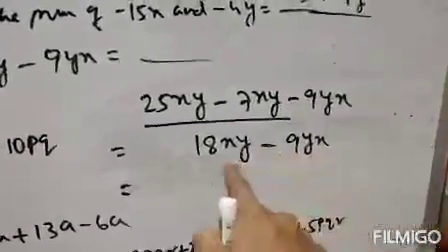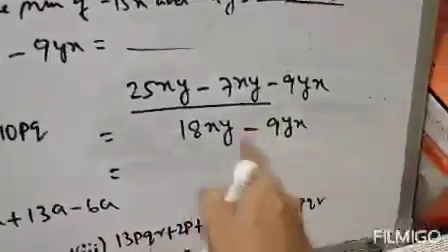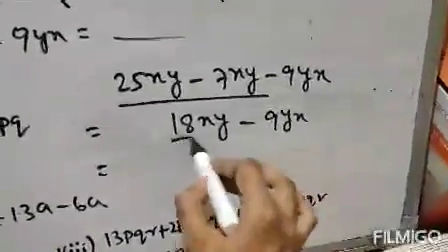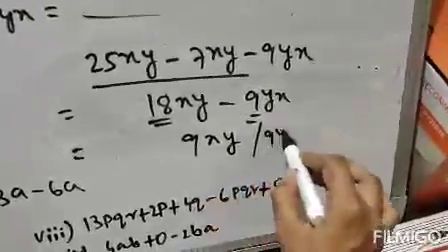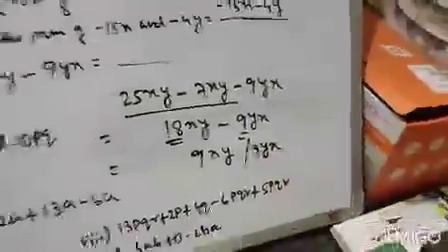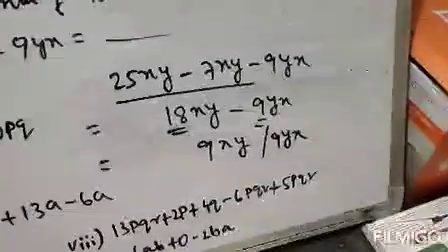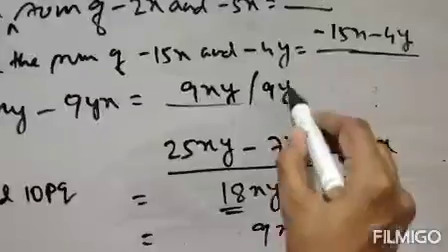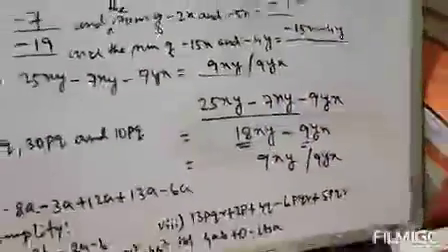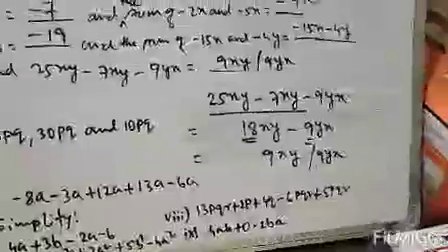See, xy and yx both are same, so we can easily operate 18 minus 9, it is 9 and xy. You can write 9xy or you can write 9yx also. Both are correct. 9xy, or you can write 9yx. That means 25xy minus 7xy, there is 18xy minus 9yx.